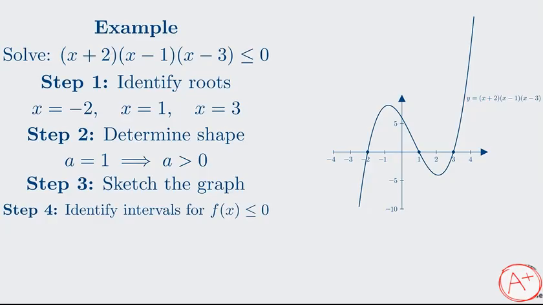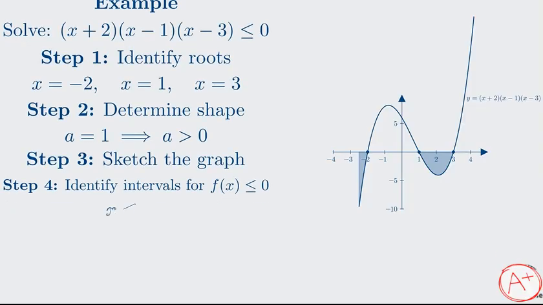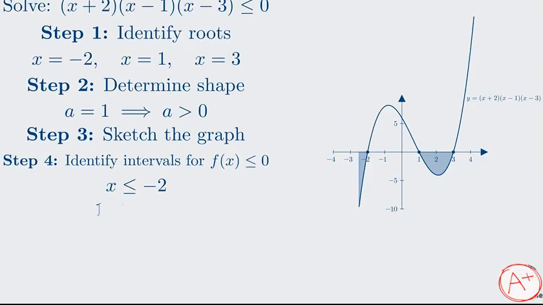We want the regions where the graph is on or below the x-axis. This happens in two places. The first region is for all x values less than or equal to -2. The second region is between 1 and 3 inclusive. We use less than or equal to signs because the original question included the equal sign.